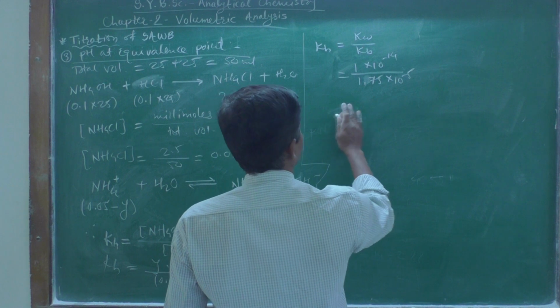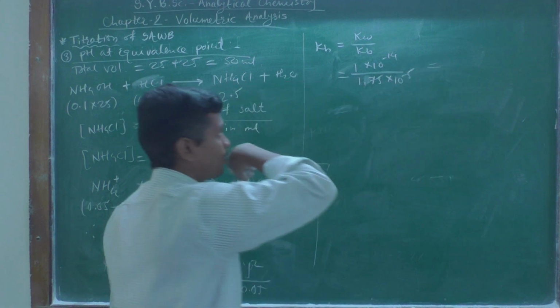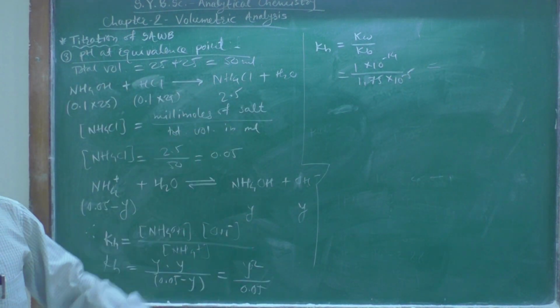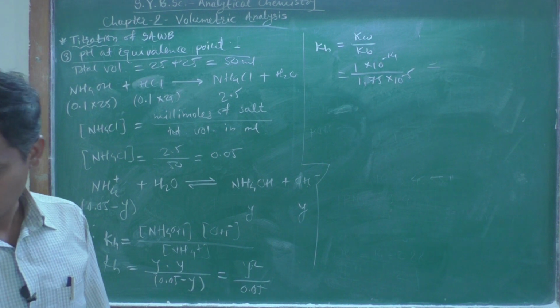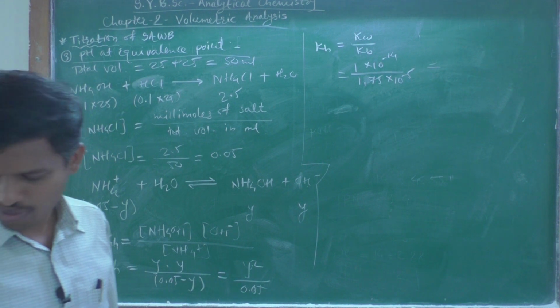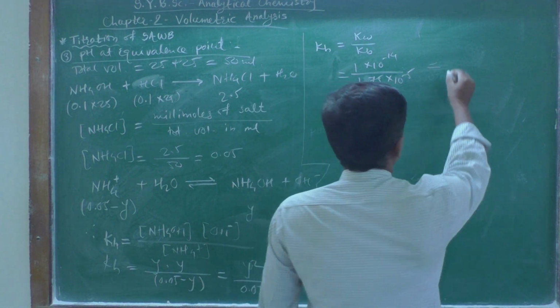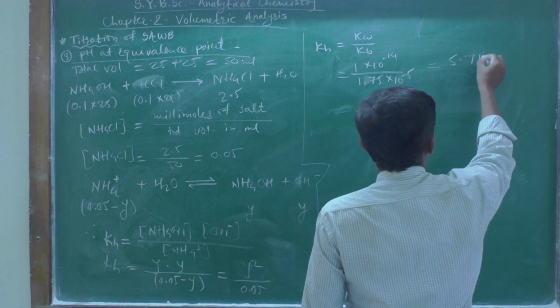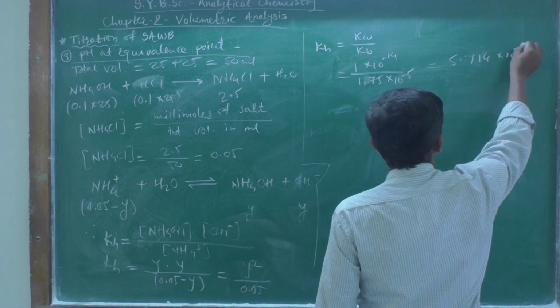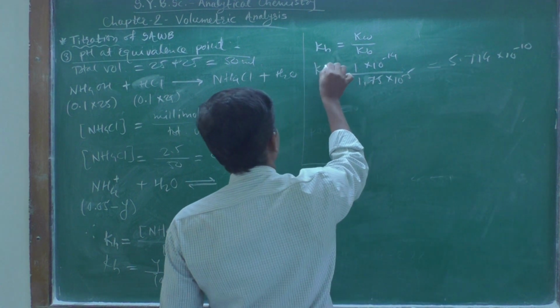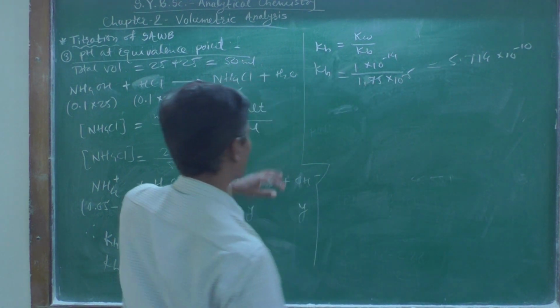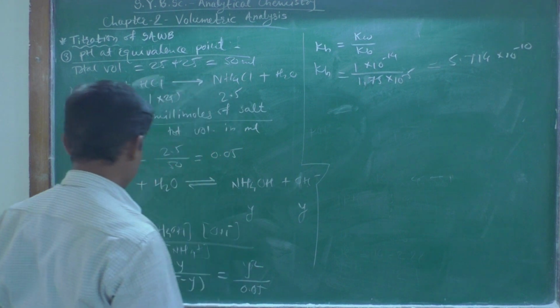So what will be the ratio? What will be the answer? The ratio of these two is 5.714 into 10 raised to minus 10. This is the value of K_H. Now we have to put this value of K_H into this equation.